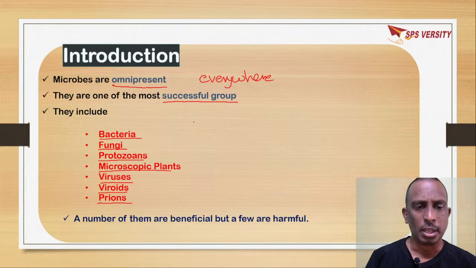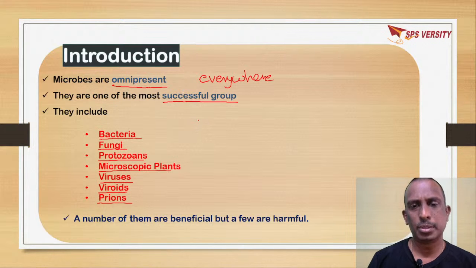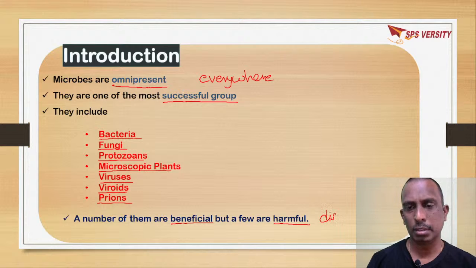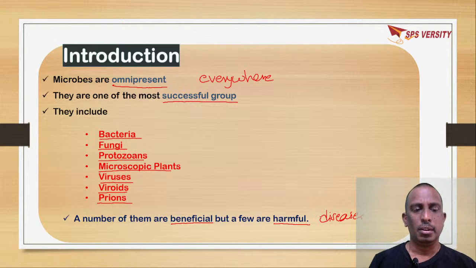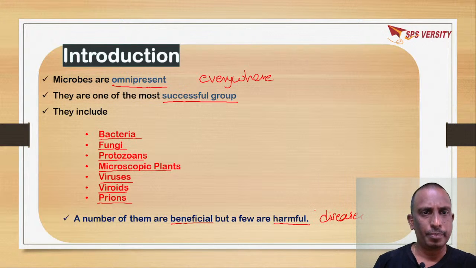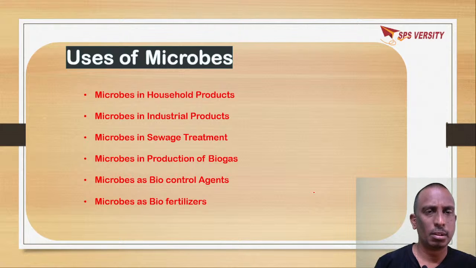Among these microorganisms, many are beneficial as well as a few are harmful. Harmful means they cause diseases, they spoil food materials like this. So bacteria, fungi, protozoans, plants, viruses, viroids, prions, these all are the list of microorganisms which play an important role in our life.